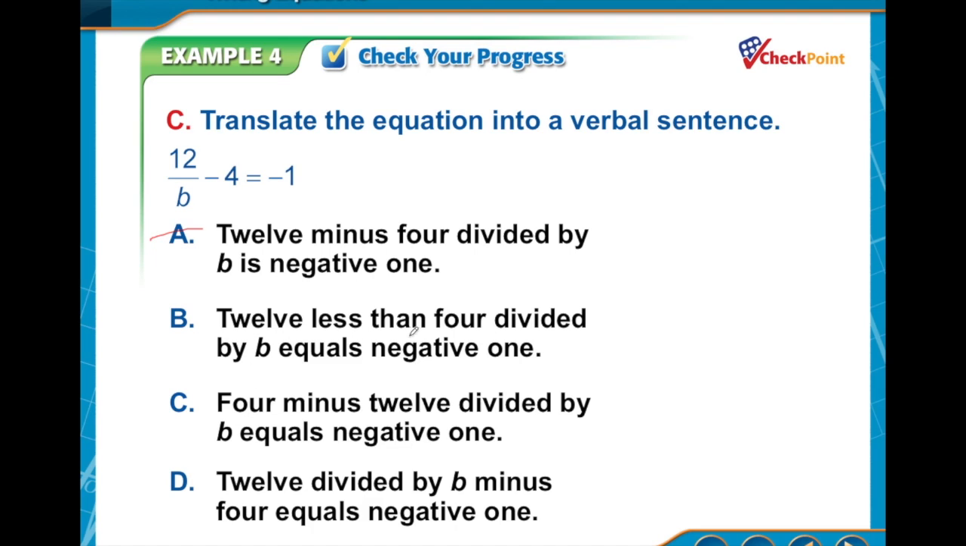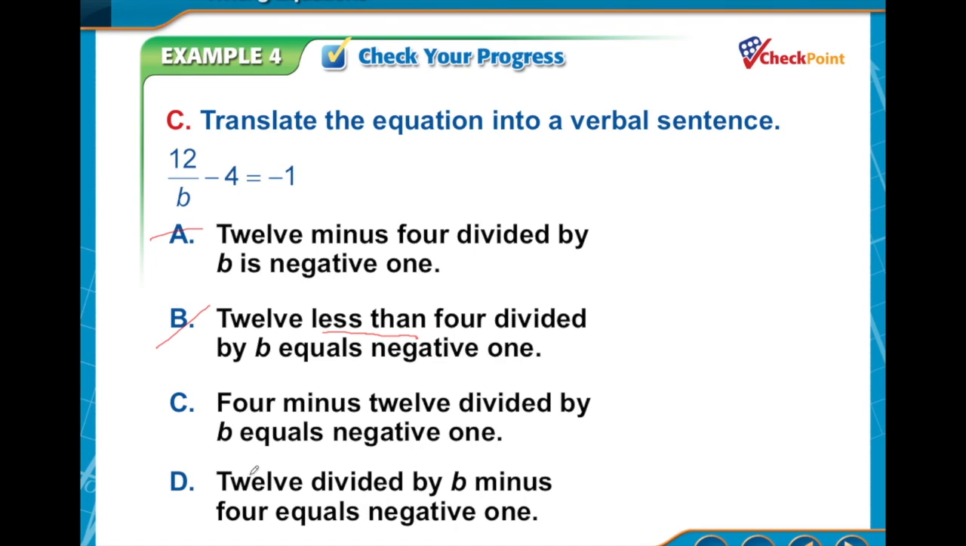This says 12 less than 4 divided by B. And remember when we said less than means we're switching the order. So whatever comes first is actually going to be the second thing when we subtract. So 12 less than 4 over B would be 4 over B minus 12. So this one looks wrong too. If we look at C, we see 4 minus 12 divided by B. So that would be 4 subtract 12 over B. Well, this is a negative 4, not a positive. So I don't think that one's right either.